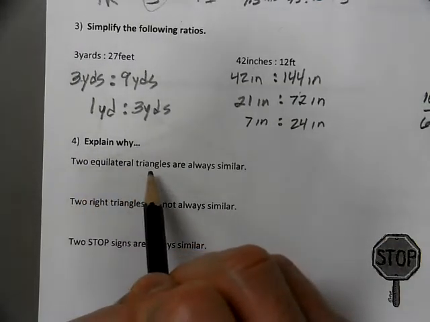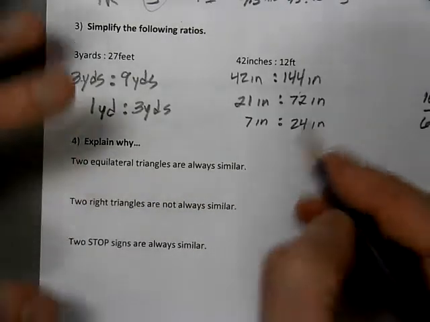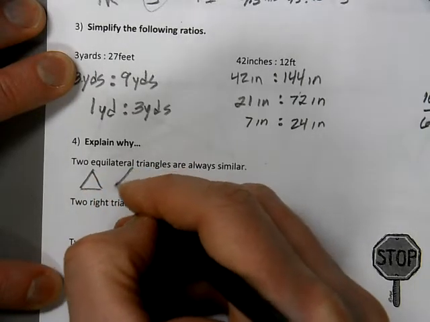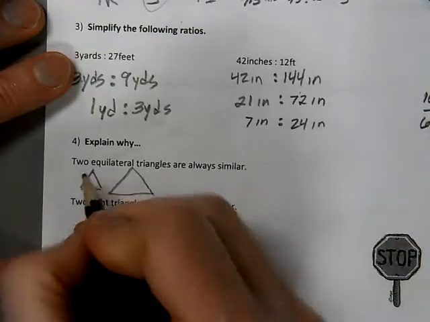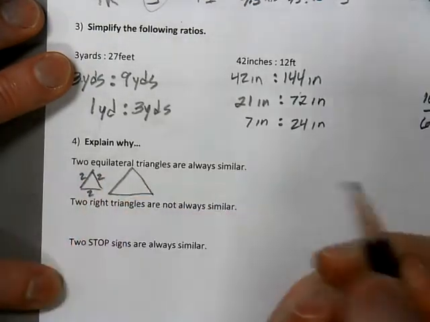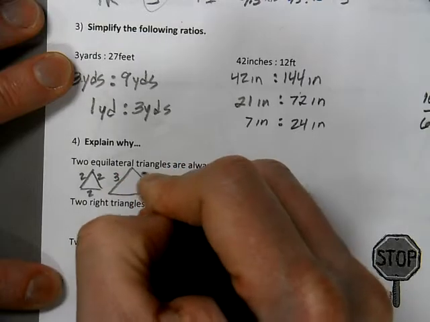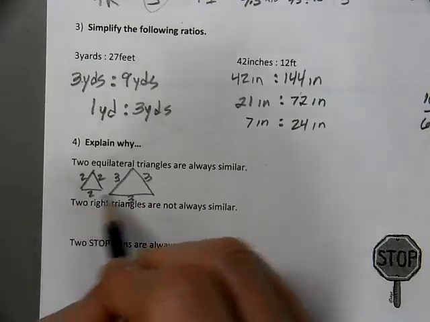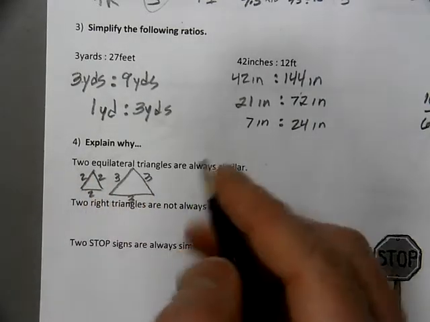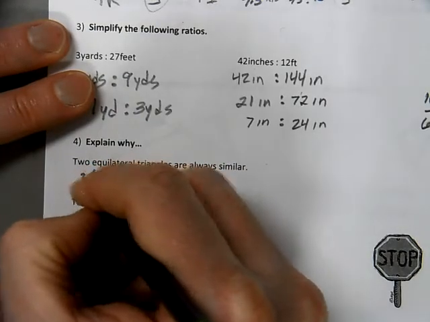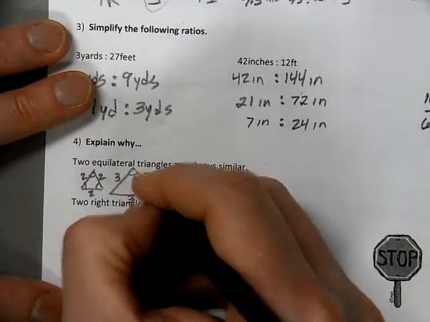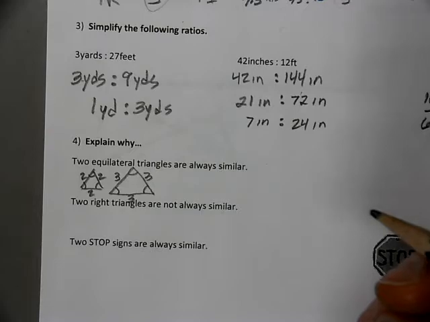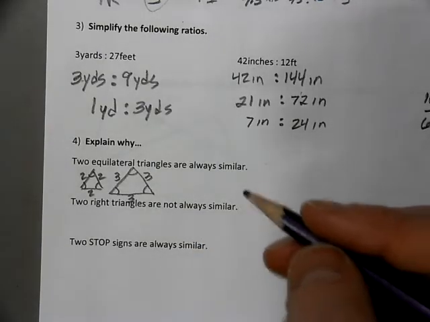Explain why 2 equilateral triangles are always similar. For us to have equilateral triangles, we know that the sides have to be the same. Now, between the 2 triangles, one triangle can be bigger than the other, but this is equilateral and that's equilateral. Well, to be equilateral, then you know you're going to be 60, 60, 60, which is going to make these all 60, 60, 60, because 180 divided by 3 is 60. An equilateral triangle has to have all equal angles.